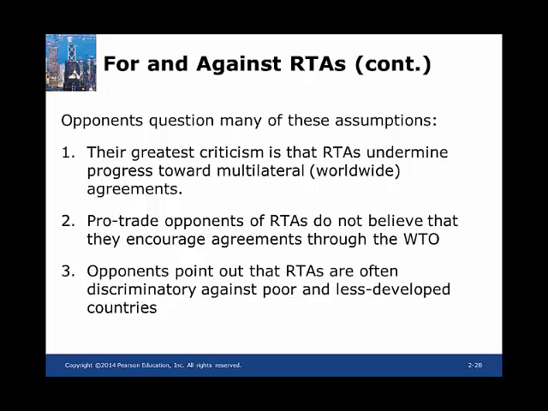Opponents question many of these assumptions. Their greatest criticism is that RTAs undermine progress toward multilateral, worldwide agreements. Pro-trade opponents of RTAs do not believe that they encourage agreement through the WTO. Opponents point out that RTAs are often discriminatory against poor and less developed countries.